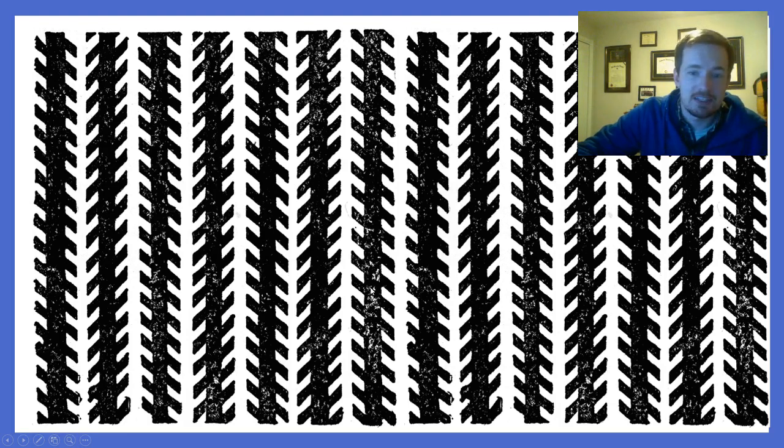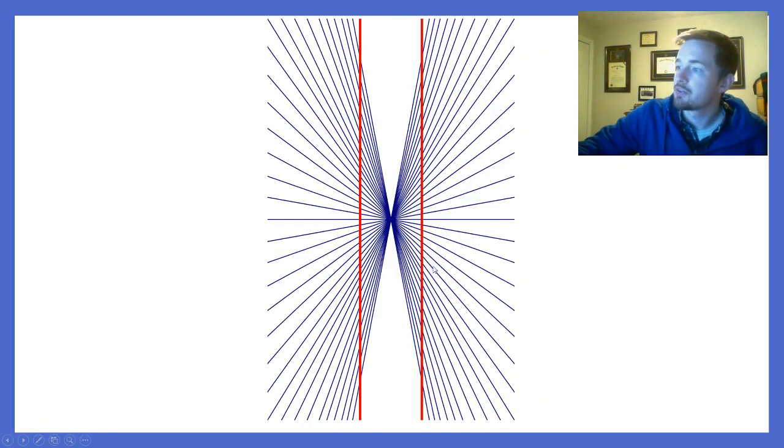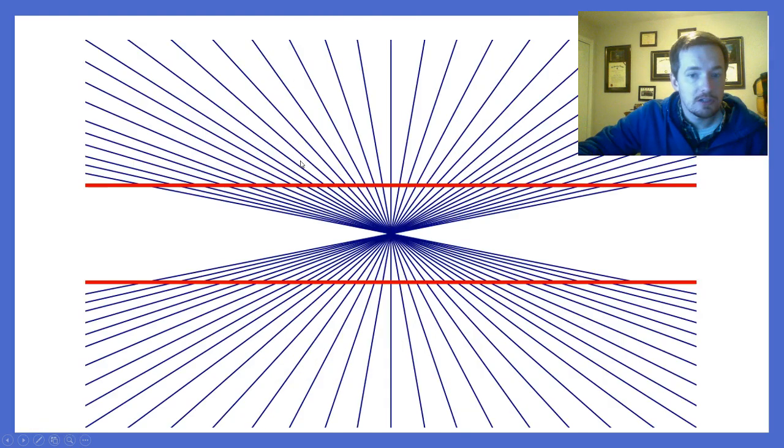Same thing here with these tire tracks. Basically, these black lines and the white lines are perfectly parallel, but our eye doesn't perceive them as being parallel because of how the surrounding context distorts what we see. And finally, another example of the Hering illusion. The red line appears to be curved, but in fact, it's not.